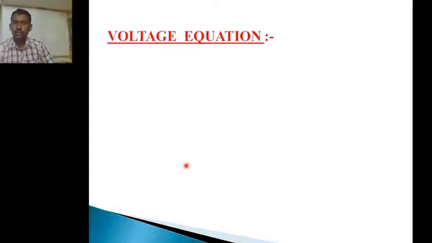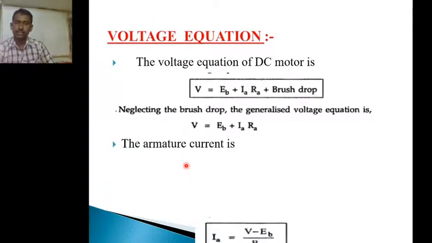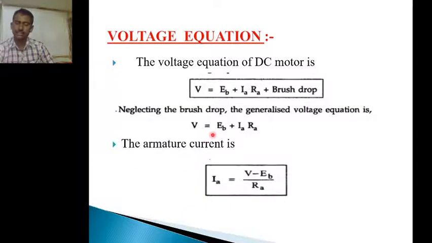Then what is the voltage equation of the DC motor? In the DC generators we have already seen that the generated voltage EG is equal to terminal voltage V plus IARA, the armature drop, plus brush drop. In the generator we write the equation in terms of the generated voltage, but in the motor we write the equation in terms of the terminal voltage. So terminal voltage VT can be given as EB plus IARA plus brush drop.